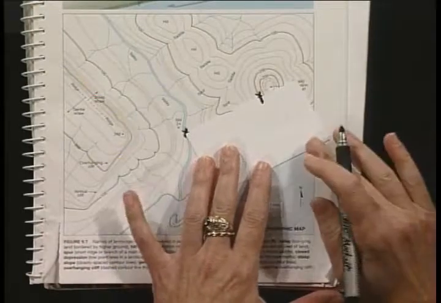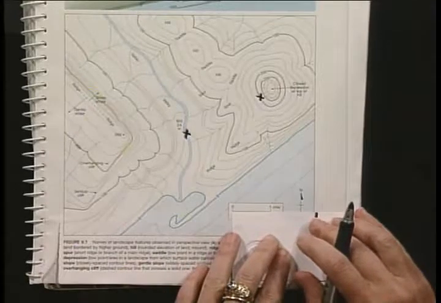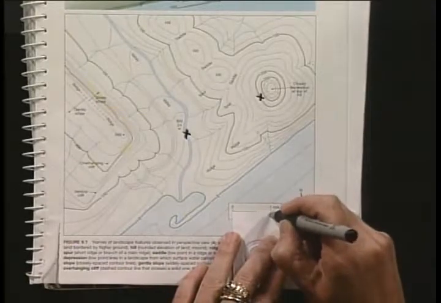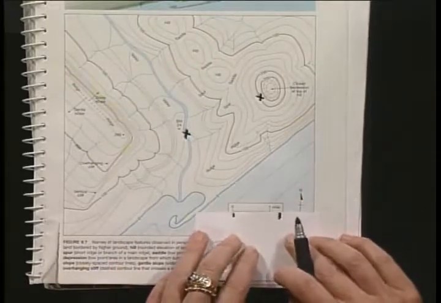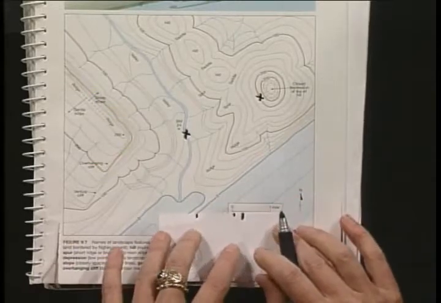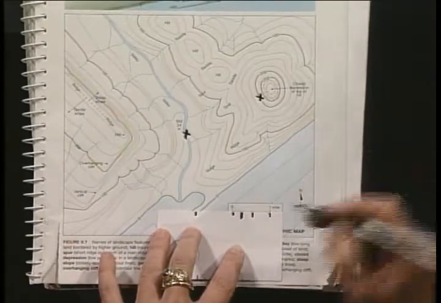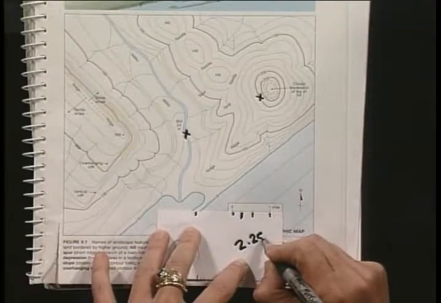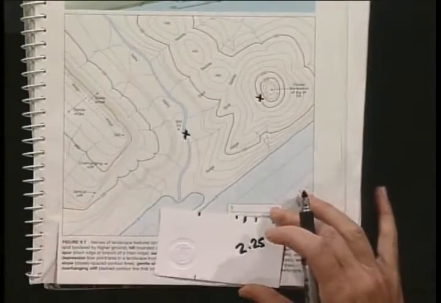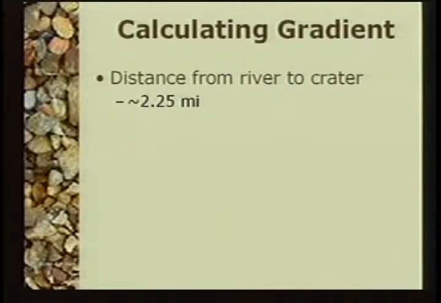Now, what's the distance? We have to go down to our faithful map key. And 1 inch is about 1 mile. If I line up, there's 1 mile. Line up again. There's 2 miles. And unfortunately, this doesn't give me very much to work with, but if that would be 3 miles, we're looking at about 2¼ miles. Okay? So, the distance from the river to the crater is about 2.25 miles.